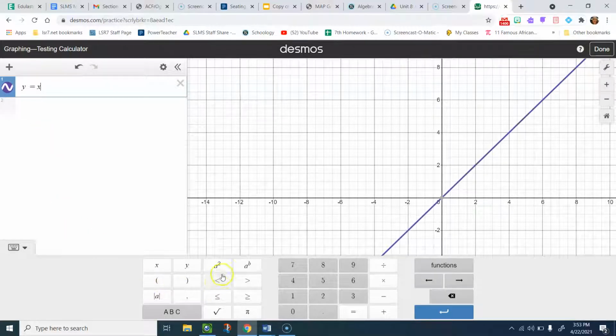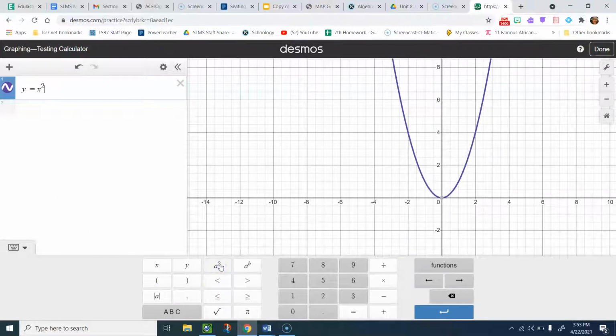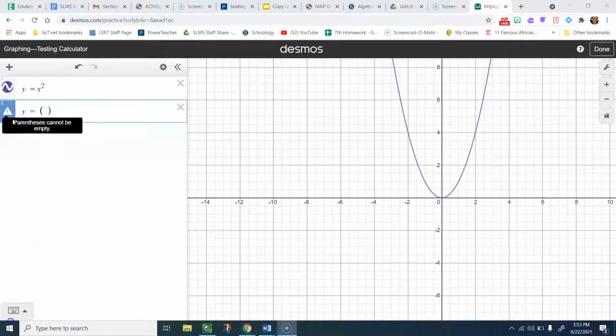x squared. Oh, but I get a different color. So now my parent function is blue. I'm going to do another equation. So now I'm going to do y equals, and then come down to parentheses, or I could just type it in. Why is it giving me that? So notice when a problem came up, I got that little warning sign, and I just clicked on it to see what the problem was.